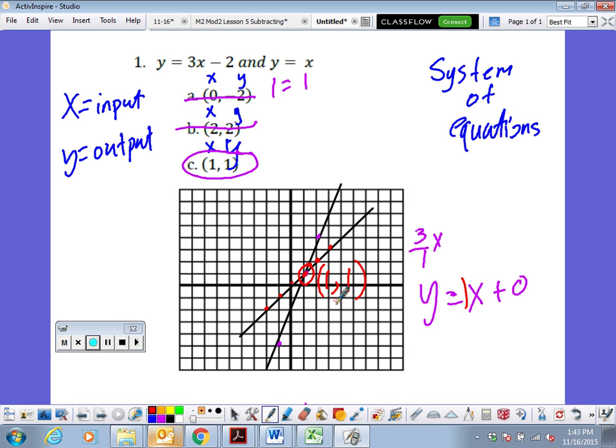So that's how you would do this homework assignment. You're basically testing the point and then graphing each equation from your system to make sure that your point of intersection actually crossed there. Okay, I hope that helped, guys.